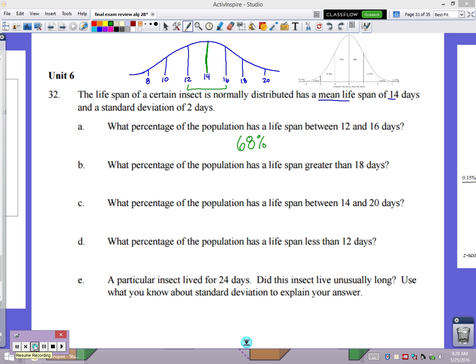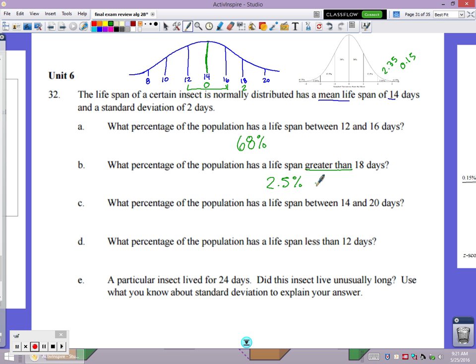So what percentage of the population has a lifespan greater than 18 days? So I'm going to go here and say, okay, 18 days. Well, this would be 0, 1, 2. That's 2 deviations above the mean. And I want to know greater than 18 days. So anything here, if I was going to shade, anything that's here, well, I'm going to go to my empirical rule data here, and I'm going to look at 2 deviations above the mean. What percent is above? Well, this is 2.35, and this is 0.15. So if I add that together, I get 2.5%.